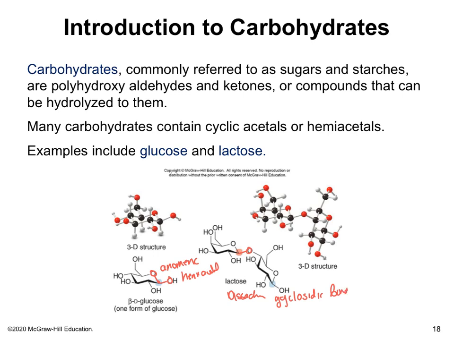And that's different than all the other OHs here. These are just regular secondary alcohols. Glucose has all their OHs in the equatorial position. This is a primary alcohol, so it's going to react a little bit different. It'll react faster than the secondary alcohols. So you see that these are secondary alcohols, but this is a hemiacetal.